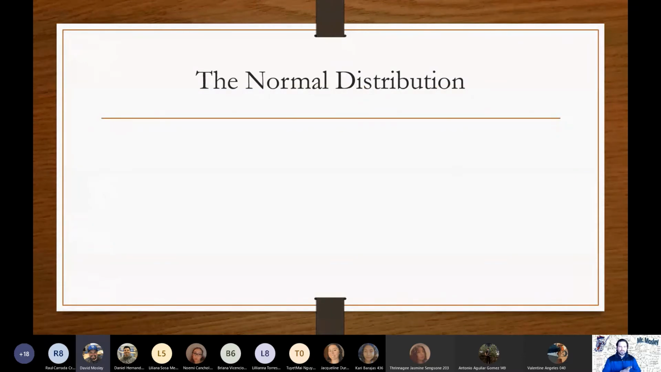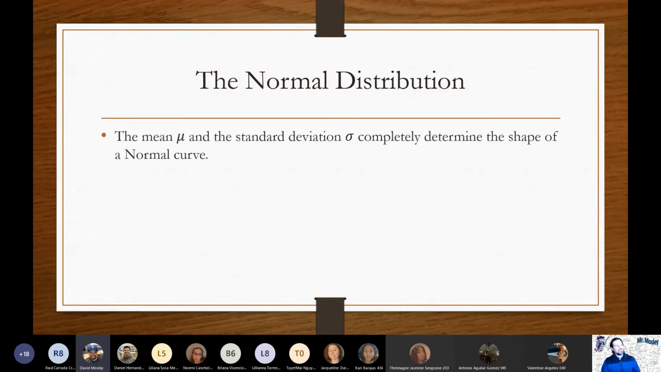All right, the normal distribution. We got a brief introduction to this on Thursday. All right, the mean. This letter is mu, the Greek letter. And the standard deviation sigma completely determine the shape of a normal curve. If I have those two values, I can draw the normal curve for that distribution, if it's a normal distribution. Mu can be easily seen as the center of the peak of the curve.